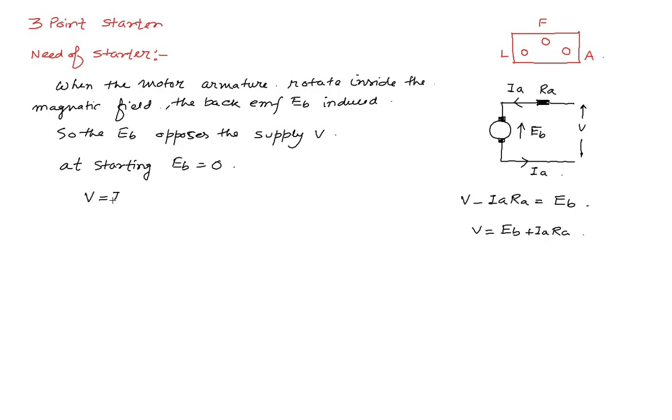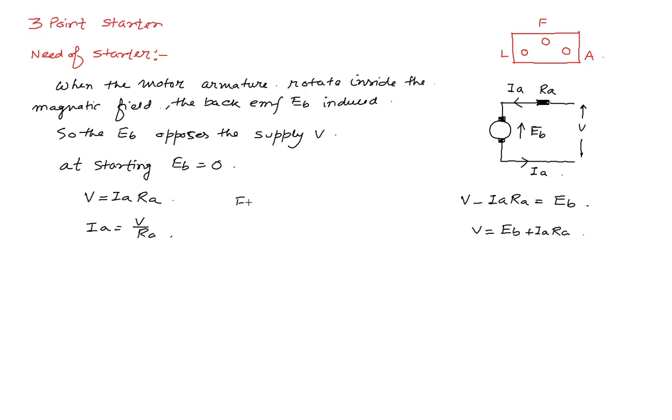V is equal to IA into RA. That means V is small. Why is it small? Because IA RA is small, because IA is small. RA is constant, the armature resistance, which is in our hand. But V we can vary from 0 volt to 220 or 230 volt. So initially when V tends to 0, or 1 volt, 2 volt, the back EMF is 0. Then IA is equal to V by RA.